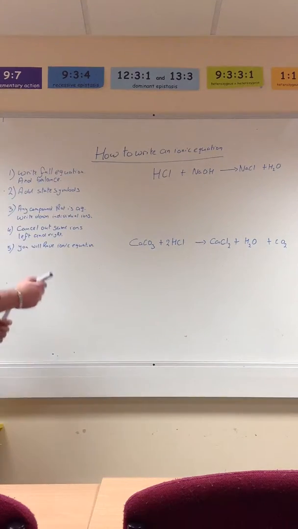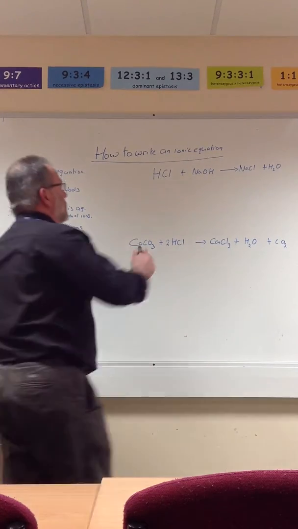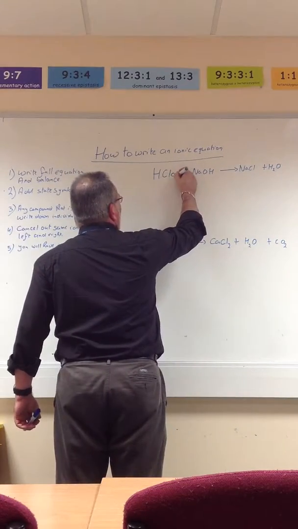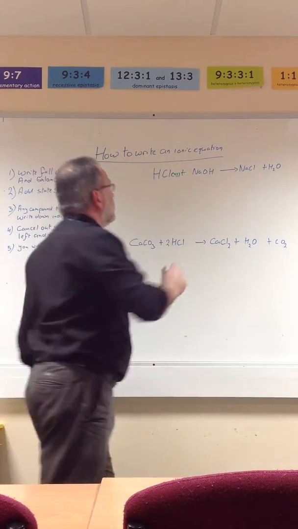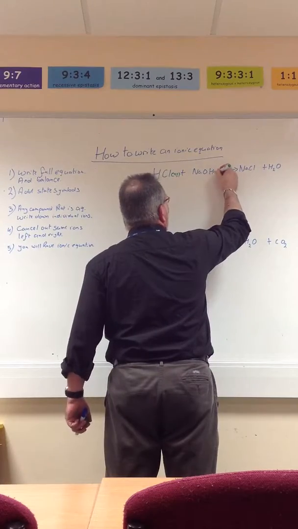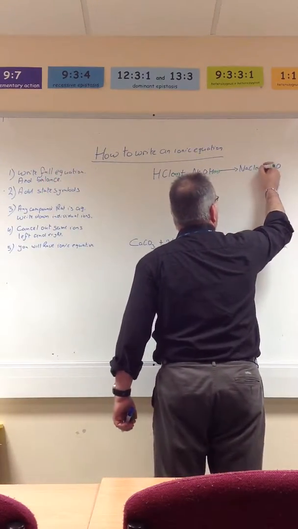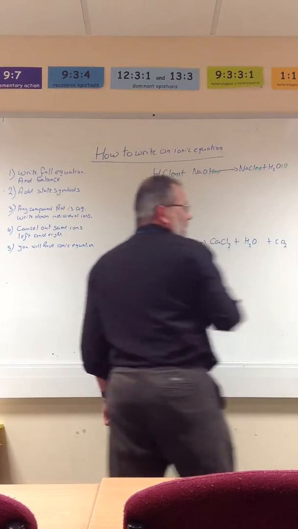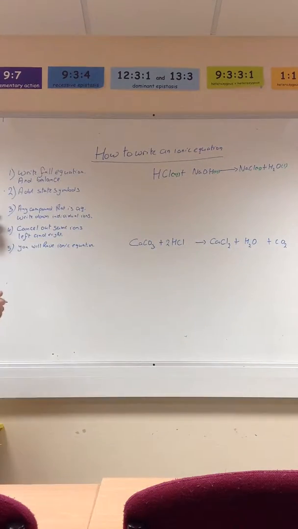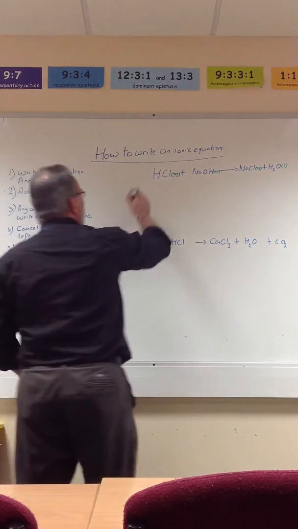In the second step you're going to add state symbols. Hydrochloric acid is (aq). Sodium hydroxide is (aq), sodium chloride is (aq), and water is a liquid. In the third step, any compound that is aqueous, write down the individual ions.